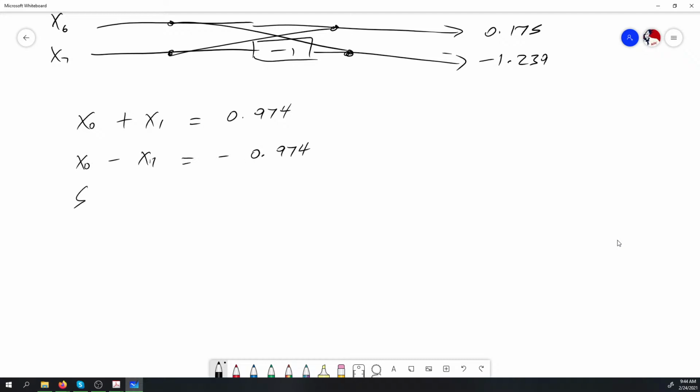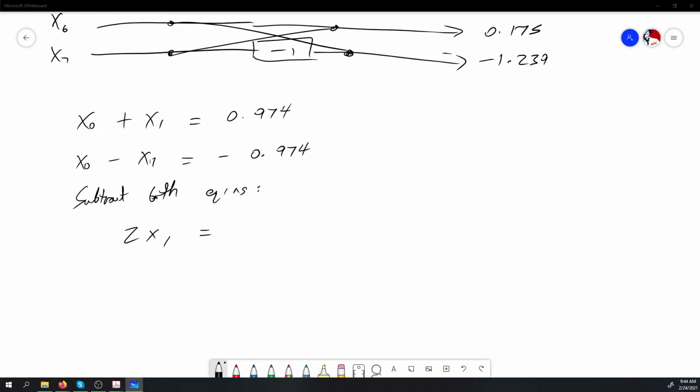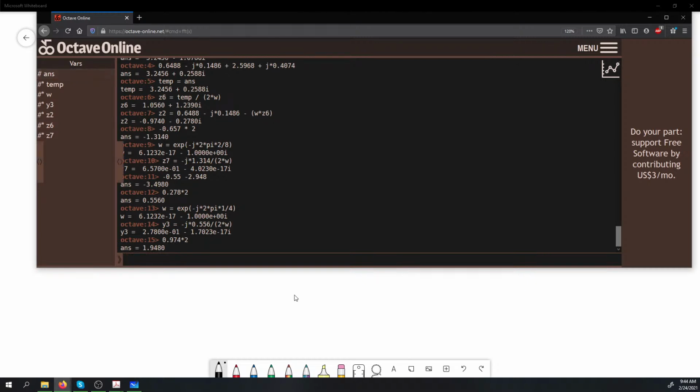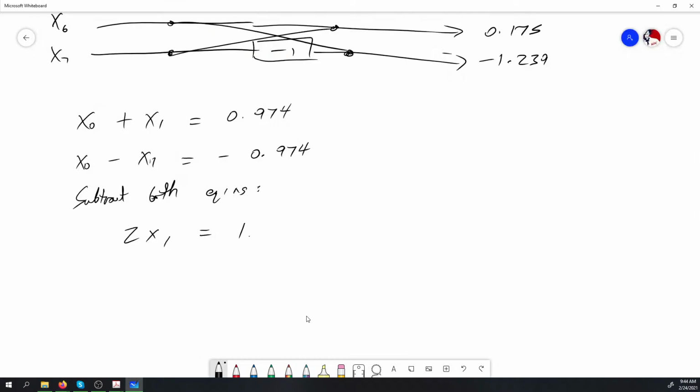And then we can just do the same thing as before. Subtract equations. So we get 2x1 here equal to 0.974 by 2. 0.974 by 2 is 1.948. But we already had a 2 there, so this is just going to be 0.974.